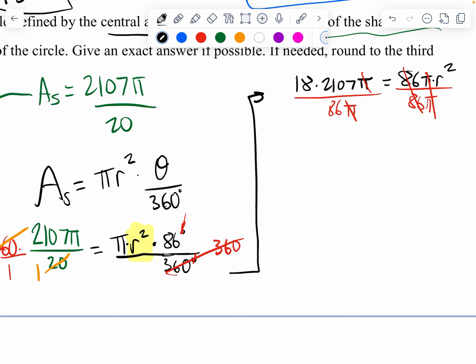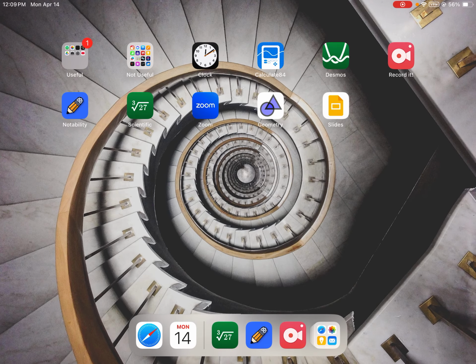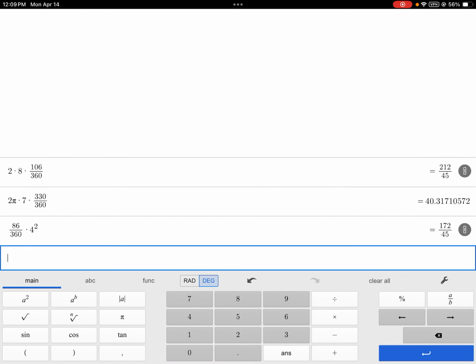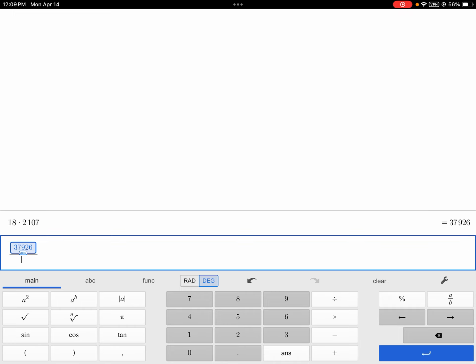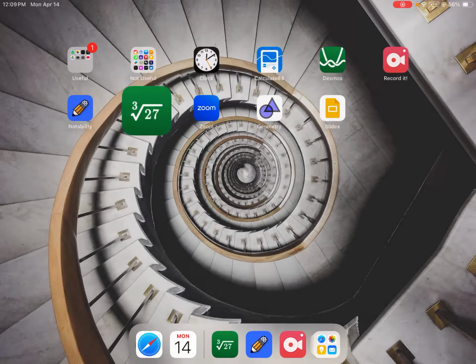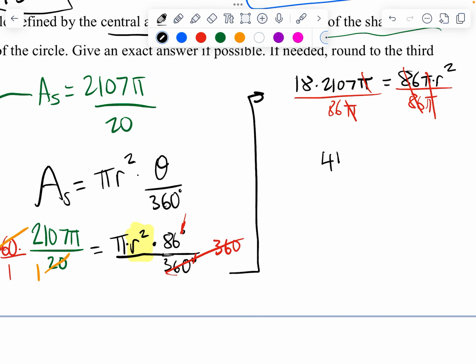And I'm just going to plug all of that into my calculator right there because, while I do like doing mental math, that's a little too large for my tastes. So we're going to take that number and divide by 86. Ooh, almost forgot it. And we get 441. So 441 equals r squared. Super nice right here. And you say, okay, how do I undo squares?